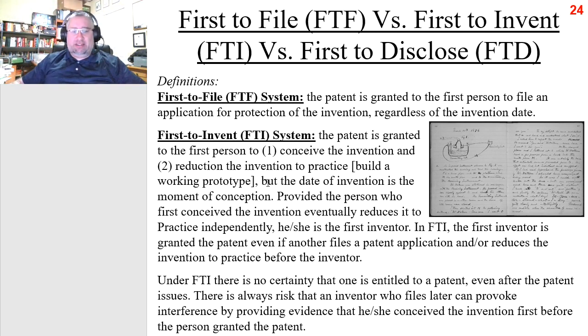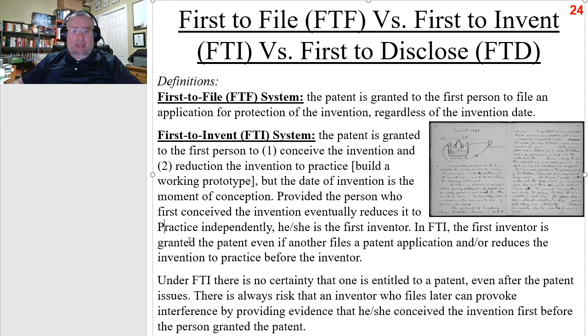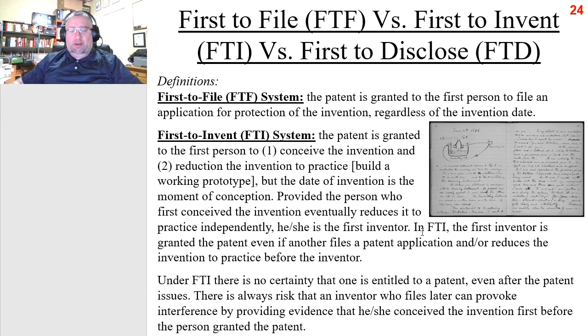But at least under the US FTI system, the date of invention is the moment of conception. So provided the person who first conceived the invention is able to eventually reduce it to practice, independently of other potential competitors, then he or she is considered the first inventor. And so under the FTI system, the first inventor is granted the patent even if somebody else files a patent application and/or reduces the invention to practice before the inventor.